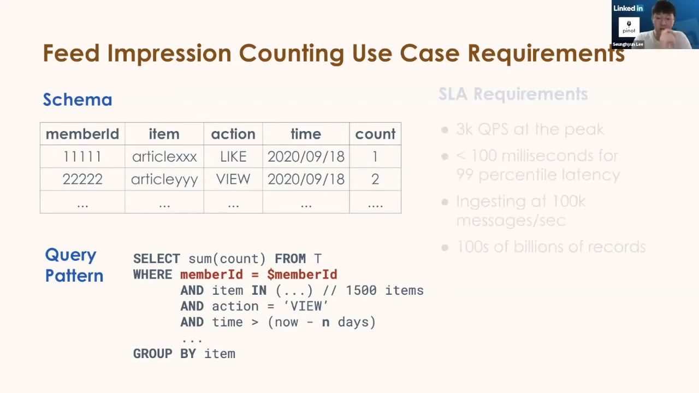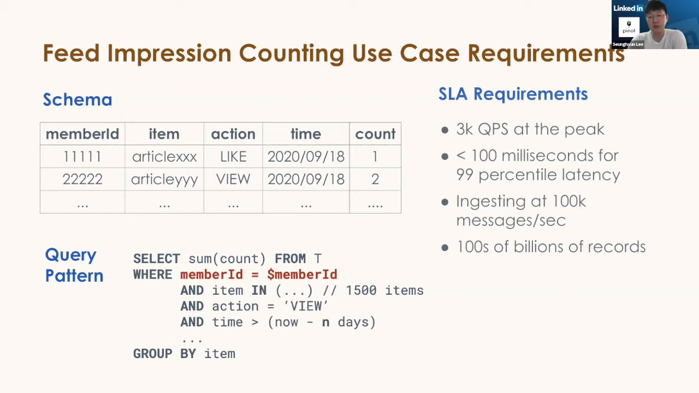For the initial SLA requirements, we had to support high query volume, as high as 3K QPS at the peak. We had to serve this use case within 100 milliseconds at 99th percentile latency. And we also needed to support ingestion at 100K messages per second, along with hundreds of billions of records for the entire table.